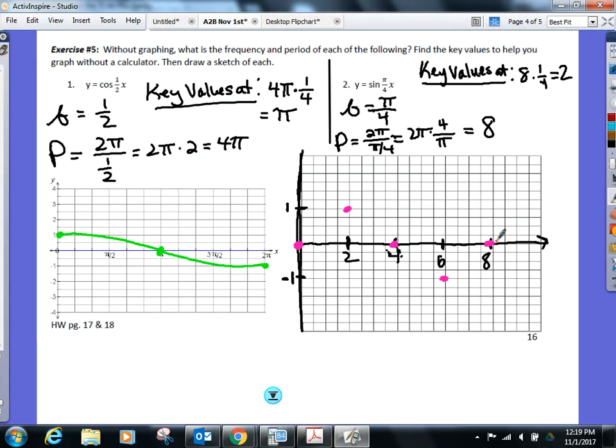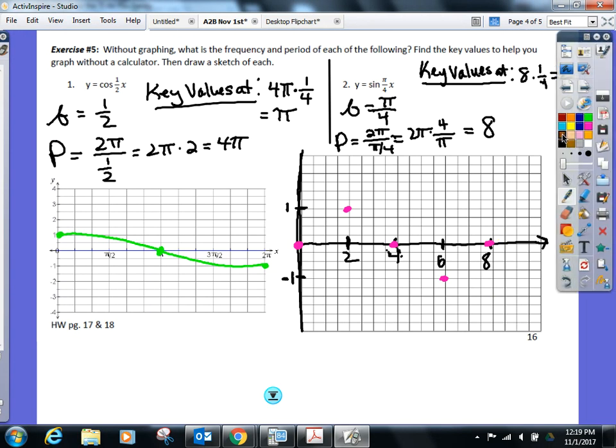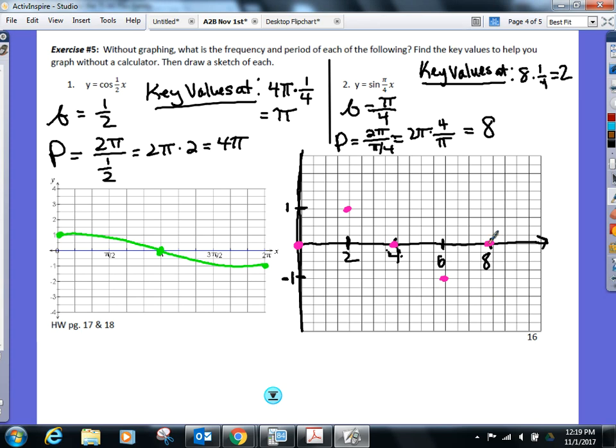Took 8 radians to make 1 full curve. You like that, Matt, don't you? It's a decent curve. All right.